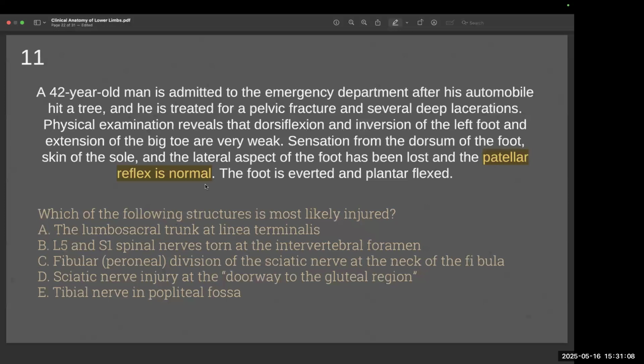If it's the whole dorsum, because we took that deep fibular would be just the first web space would lose the sensation. If it was superficial fibular, it would be the whole dorsum. You're saying it's the whole dorsum of the foot, so it's gonna have to be common fibular, the whole nerve. So, what's your answer? A, B, C, D, E.